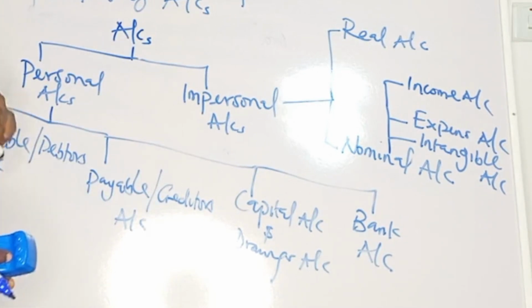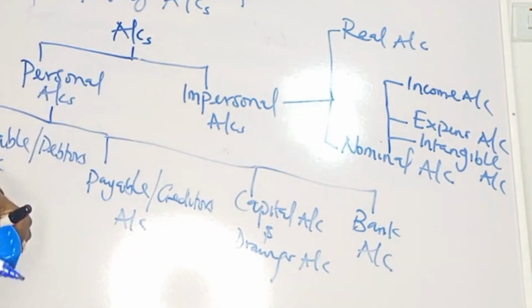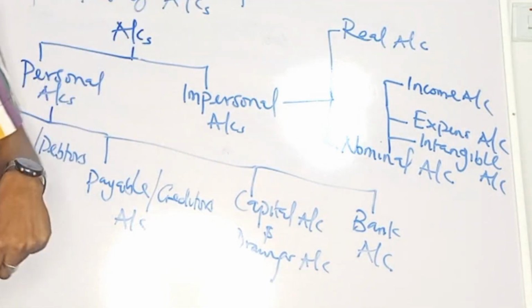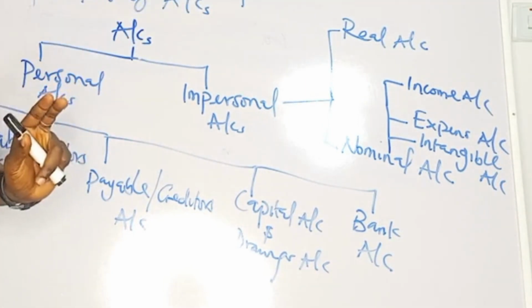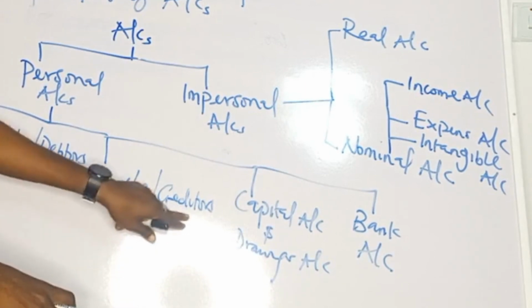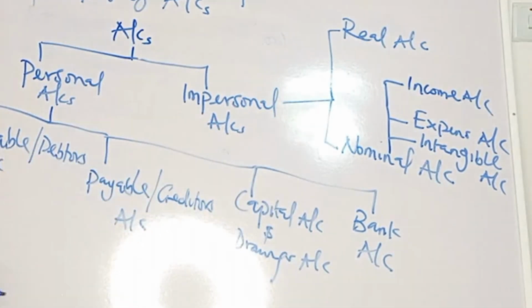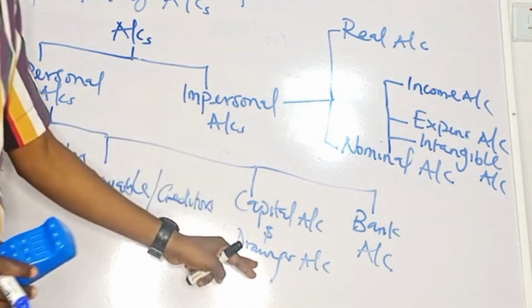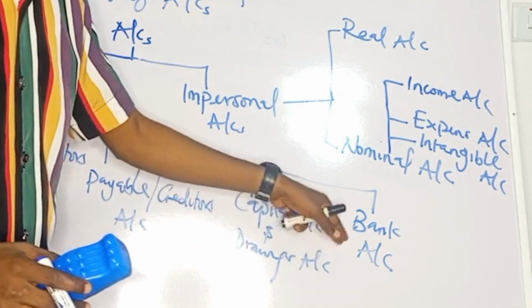While the payable or creditors accounts are people that supply to the business. That's people the business buys from. Do you get it? People the business buys from. They come under the payable or creditors account. While these ones are people the business sells to. Do you get the difference? Then the capital account, then the bank account.